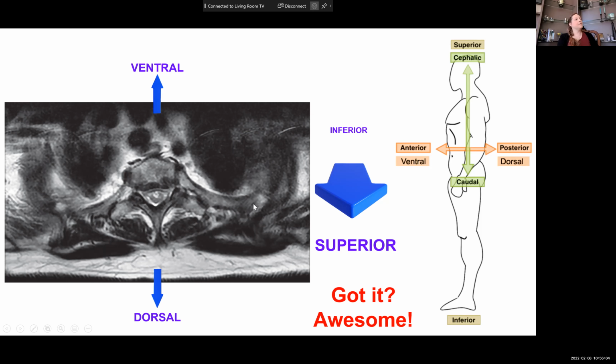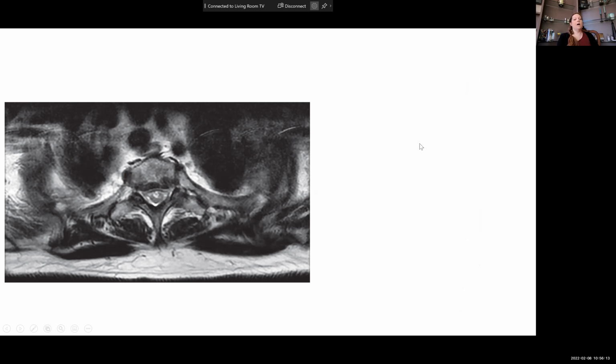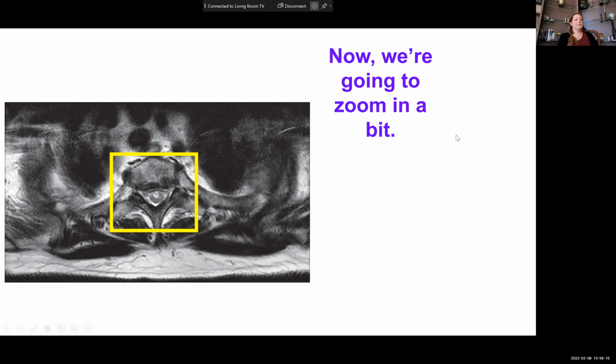We are looking down from the top. That is correct. So this would be like lung, and right here is a vertebra, nice and clear, right? All right, so what does this mean? Let's zoom into this and get a real close look.